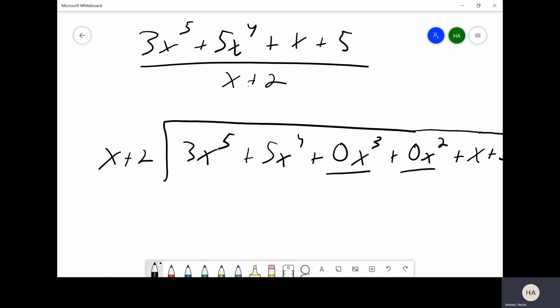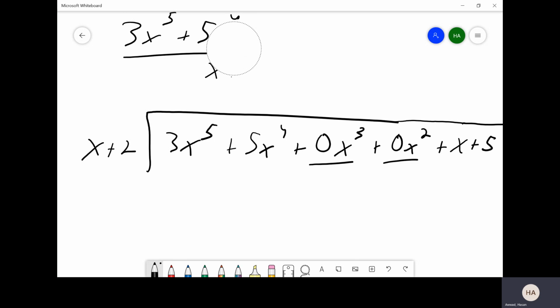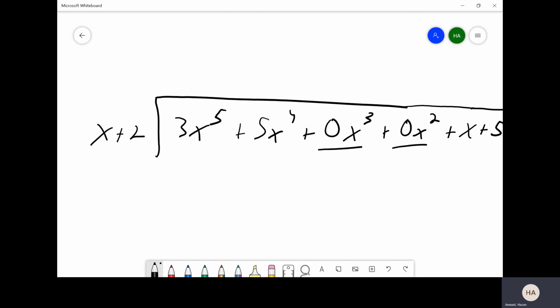Okay, but now that we have our placeholders, and I'm just going to erase this here for the purpose of space, we are going to go ahead and start our process, right? So we take our first leading term here and we ask ourselves, okay, what do I need to multiply x by to give me 3x to the 5th? So I know that my coefficient here is 1 and my coefficient here is a positive 3. So I know for a fact that I need to have a 3, right? So I need to multiply by a 3. And then I need to multiply my x by some other amount of x's to give me x to the 5th. So x times x to the 4th would give me x to the 5th.